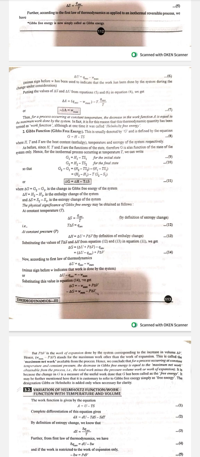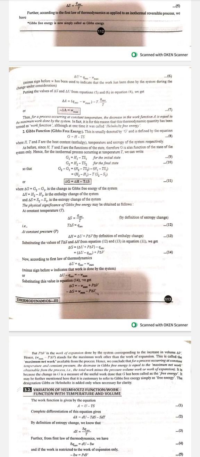Thus, for a process occurring at constant temperature, the decrease in the work function A is equal to the maximum work done by the system. In fact, it is for this reason that this thermodynamic quantity has been termed work function, although at one time it was called Helmholtz free energy.